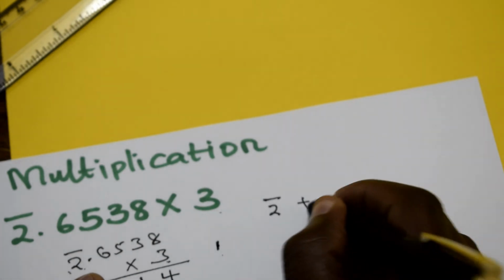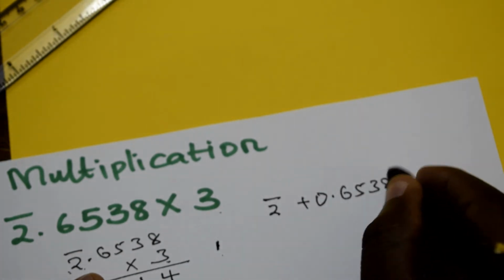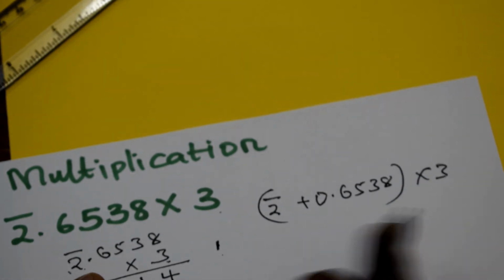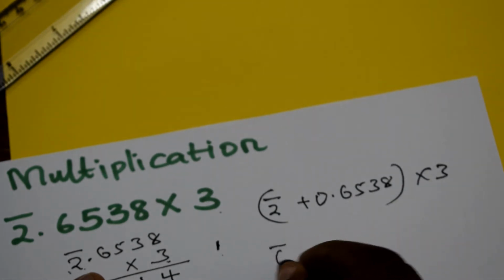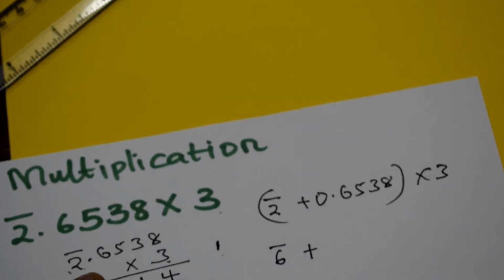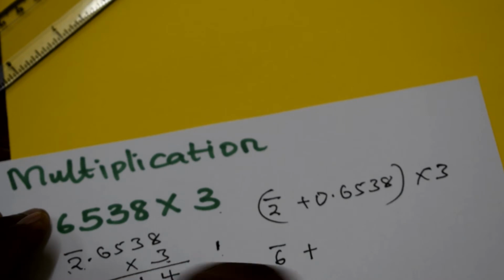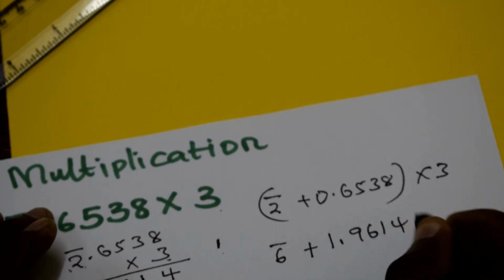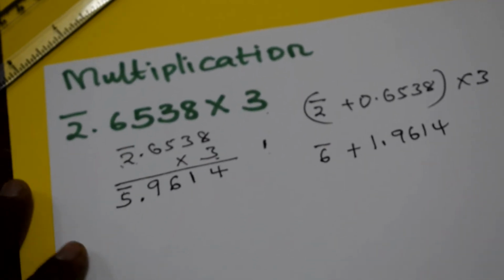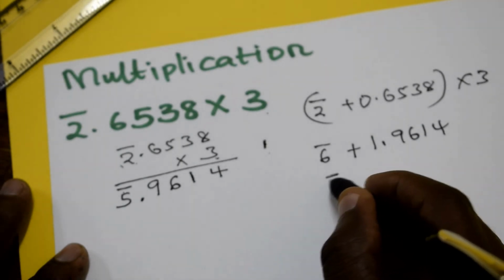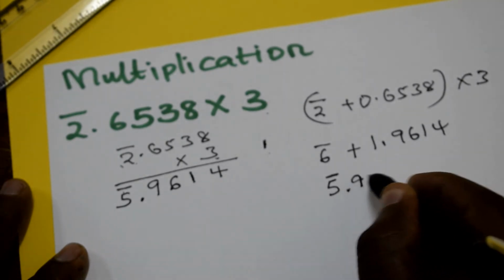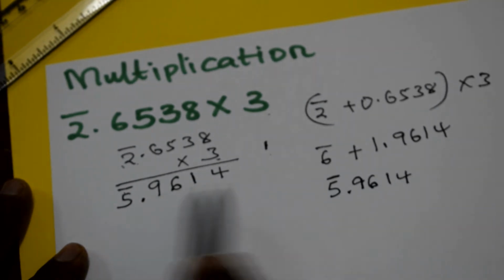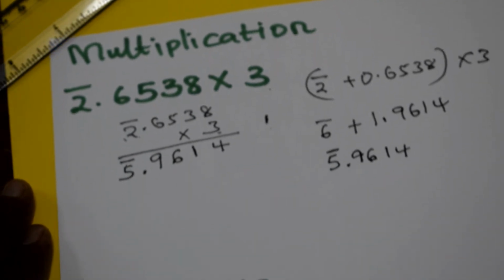bar 2 plus 0.6538, then you multiply by 3. So multiplying each by 3, you get bar 6 plus 0.6538 times 3 will give us 1.9614. And when we add the powers, you can see they're going to give us bar 5.9614. So you can use either, you get the same results.